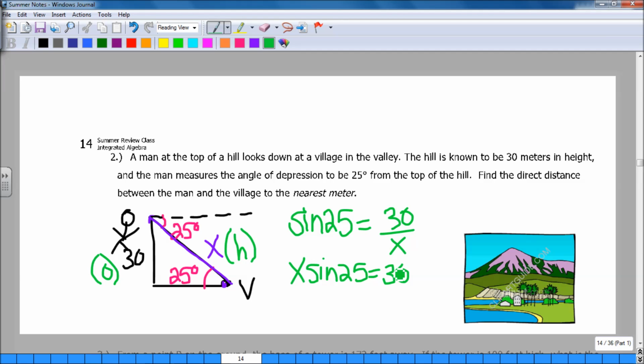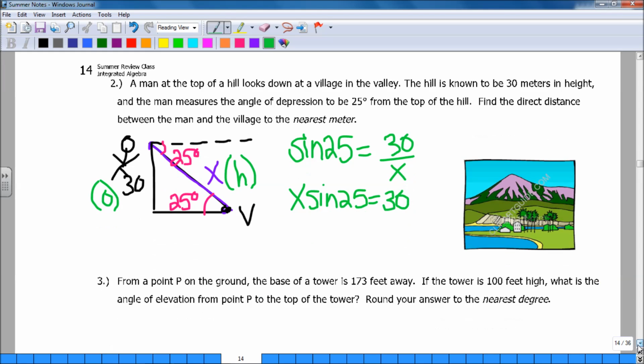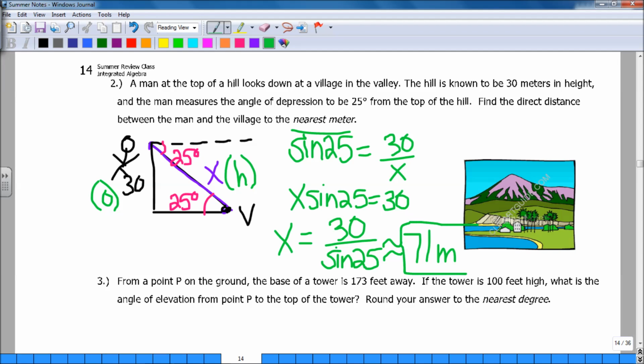Now, multiplying by x helps me get the x out of the denominator, but it doesn't necessarily help me get the x by itself yet. So in order to get the x by itself, I have to divide both sides by sine of 25. So I get x equals 30 divided by sine of 25, which is approximately equal to, you literally type that right into your calculator, and you will end up getting that the answer is about, rounded to the nearest meter, 71 meters.